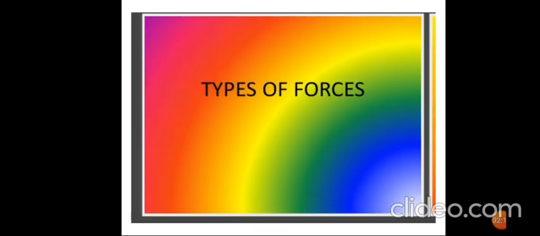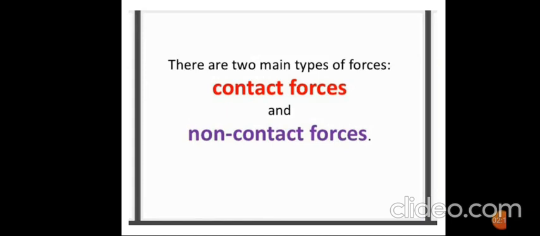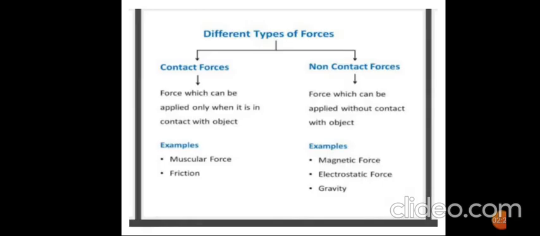Types of forces. There are two main types of forces, contact forces and non-contact forces. Contact forces. The force between objects in direct touch with each other is a contact force. Example, muscular force, friction force. Non-contact force. The force between objects not in touch with each other is a non-contact force. Example, magnetic force, electrostatic force, gravity.